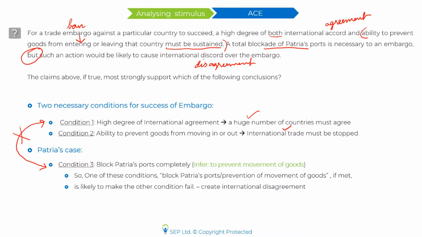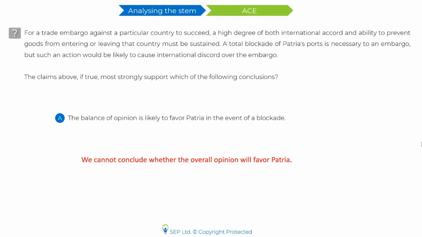All right, because you need all the three conditions. There are three necessary conditions here, and if one of the conditions is not met, the embargo won't be possible. So once you have read your paragraph like this, it becomes very, very easy to eliminate choices, guys. This is a 95% hard question. So inferences, trade embargo in Patria may not be successful. Okay, let's move to our answer choices.